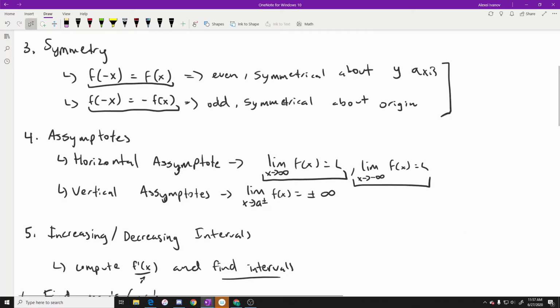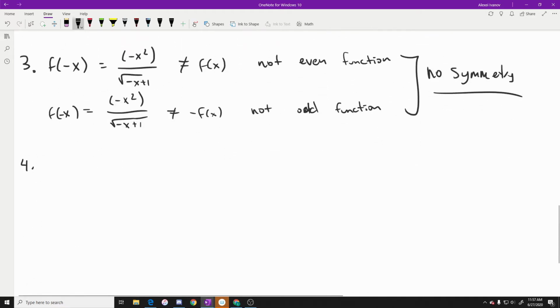For the fourth step, we're asked to compute asymptotes. We can do that by finding the limits at infinity and the limits at certain values. So let's do that right now. First, I'm going to take the limit as x approaches infinity of x squared over the square root of x plus 1. For this limit, we can see that we have a square root in the denominator of the function, which suggests that we're going to need to rationalize. So let's go ahead and do that.